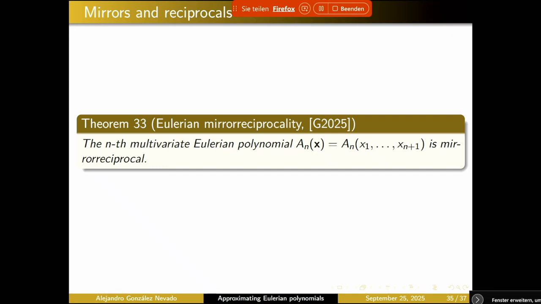People didn't know about this one, but when you do the generalization of what you will expect, the obvious generalization of taking the reciprocal of a polynomial, you get that this Eulerian polynomial is mirror reciprocal. That means that this root here transforms into this root here. So a bound here transforms into a bound here. What is mirror reciprocity? I'm going to explain what is mirror reciprocity.